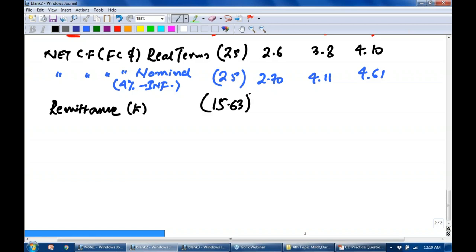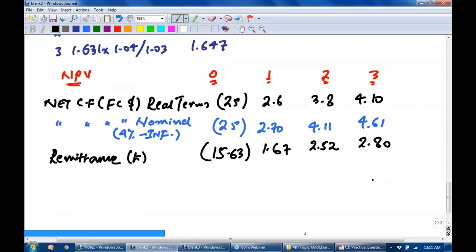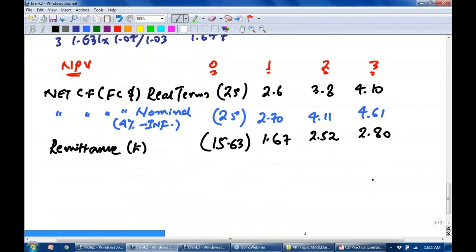Now convert: 2.7 divided by 1.616 is 1.67. 4.11 divided by 1.631 is 2.52, and 4.61 divided by 1.647 is 2.8. Very good. Yes, we have done the matter of the remittance.